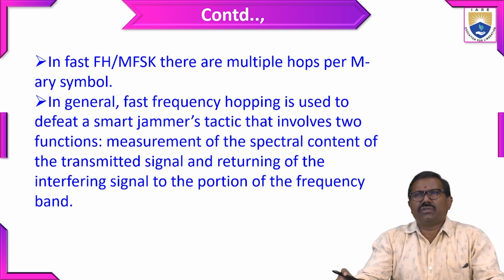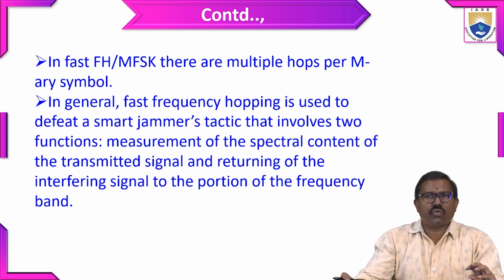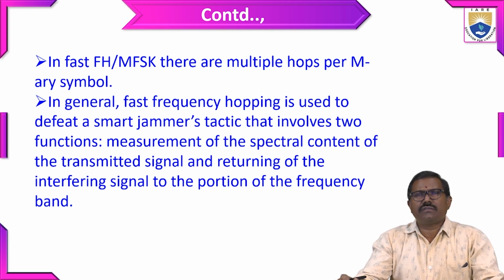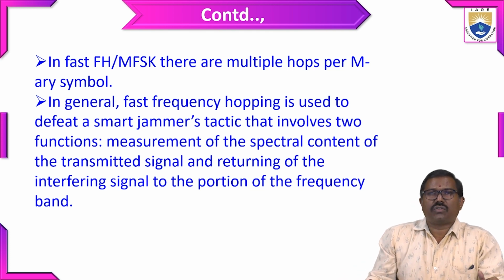Okay, so here frequency hopping defeats the jammer's tactic that uses two functions. One is the measurement of the spectral content, and the other is retuning the interfering signal to that portion of the frequency band. So at what portion it is going to interfere. Okay, so these are the two functions.